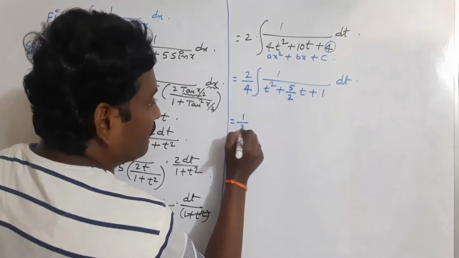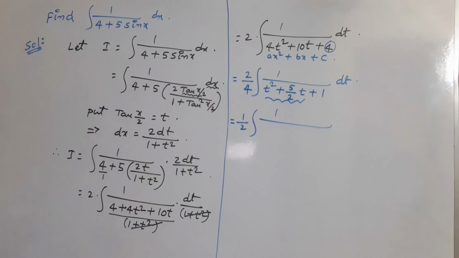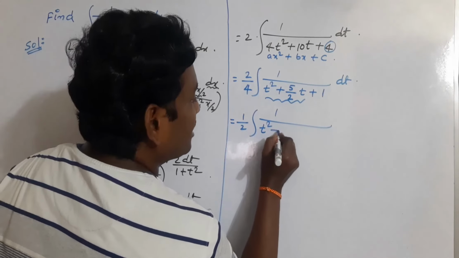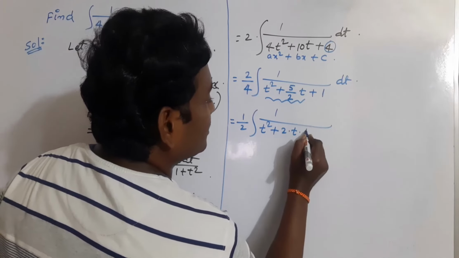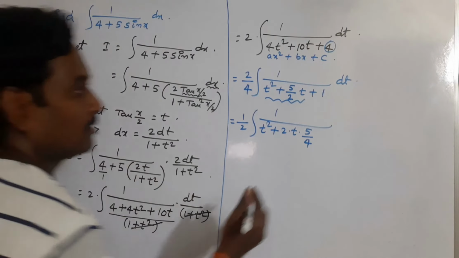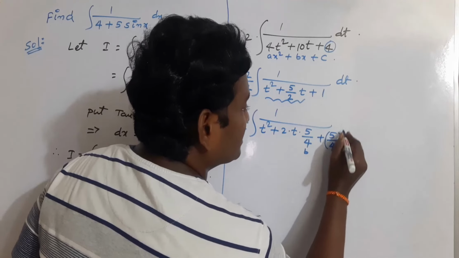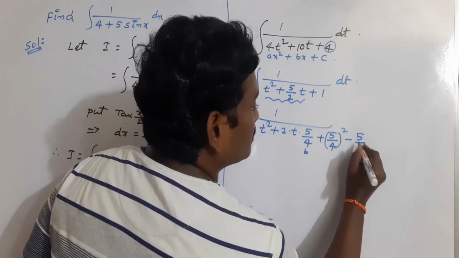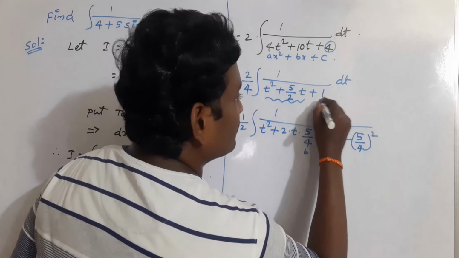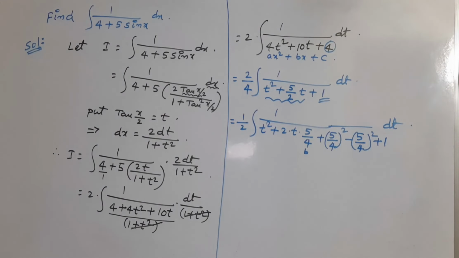So it becomes half into integration of, now we should transform the denominator into the form of a plus b whole square. Okay, so for that purpose t square plus 2 times of t into, divide with 2, already 2 is there in the denominator, so you will get 5 by 4. Now the value of b is 5 by 4, so you can add 5 by 4 whole square and subtract with 5 by 4 whole square. So the balance term in the denominator is plus 1 into dt. Okay, the problem is automatically transformed to first model, that's why.